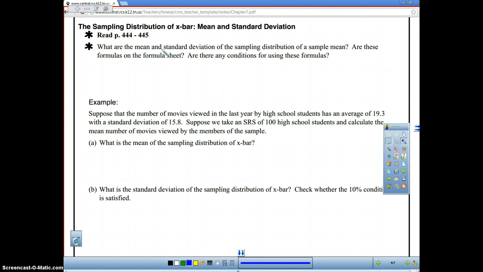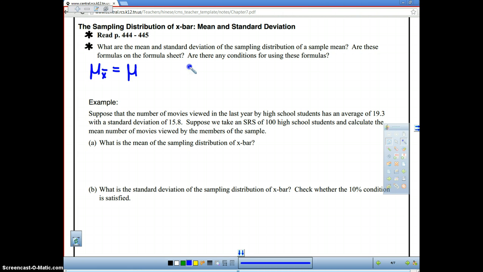We transitioned into the sampling distribution of the sample mean yesterday with a computer activity. Today we're going to talk about the formulas and how to use those formulas. So the first thing is the mean of the sampling distribution of the sample mean, and that is equal to whatever the population mean is.